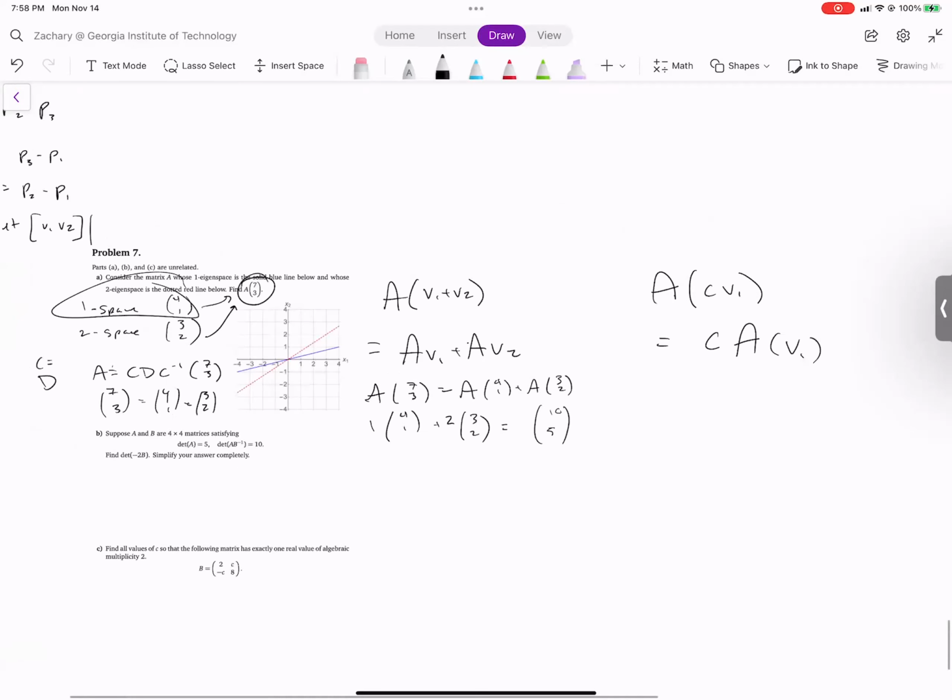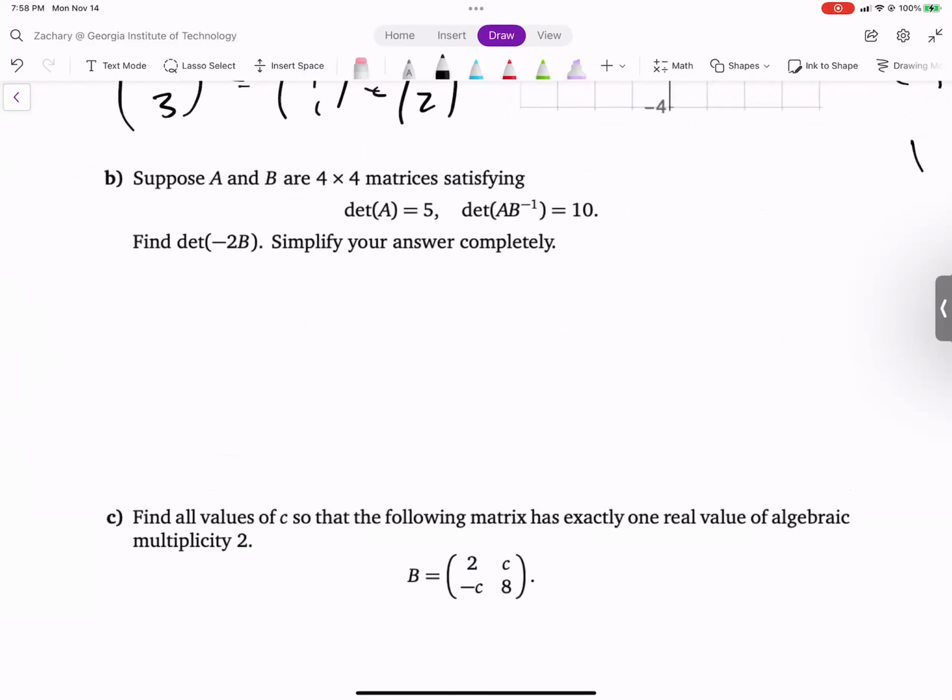This question is from last year's sample midterm, was it? Yeah, sample midterm, question 7. Okay. Just to go over part B on this really quick.